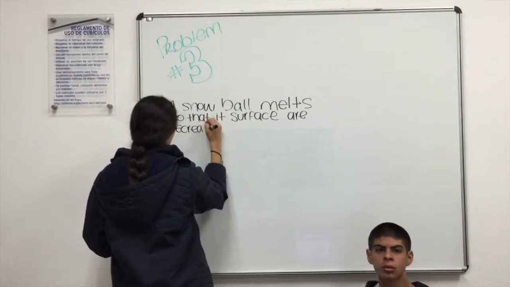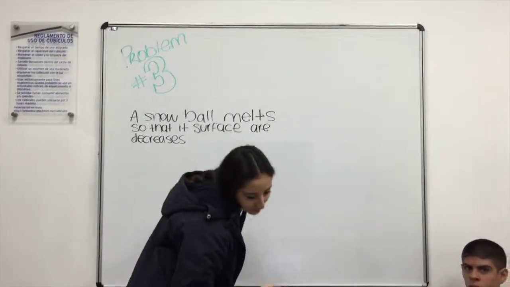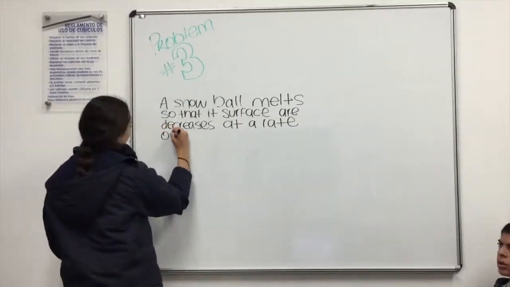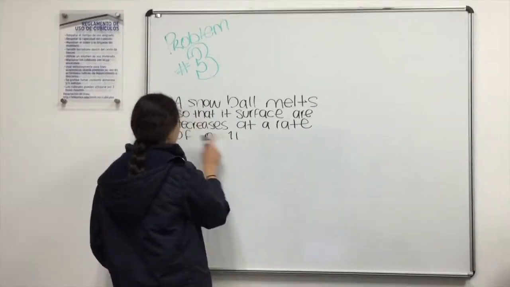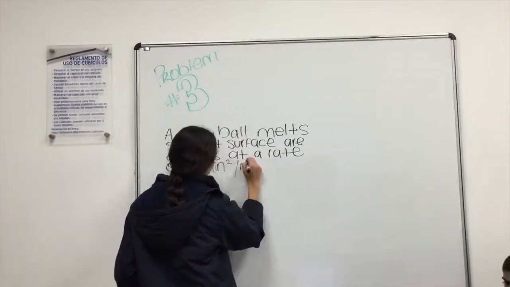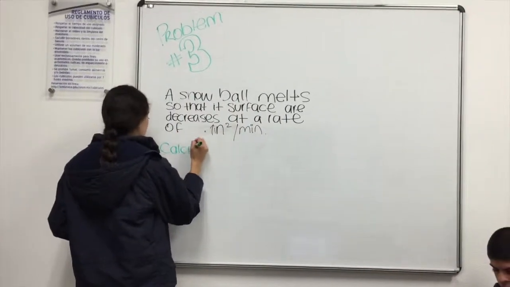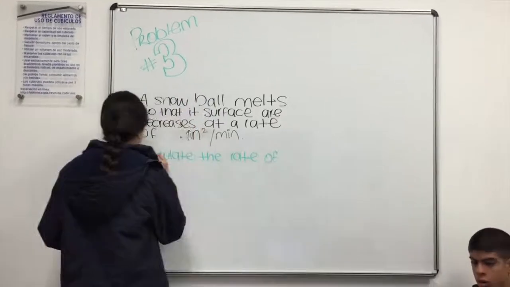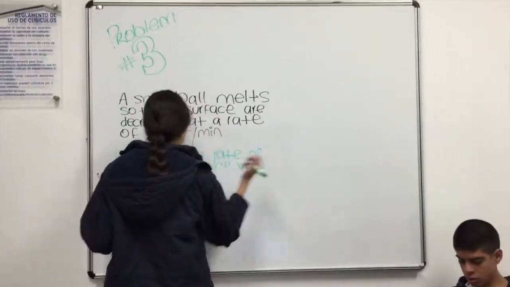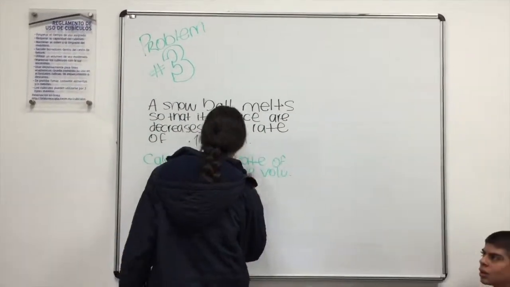The problem is a snowball melts so that the surface area decreases at a rate of 0.1 inches squared per minute. Calculate the rate of change of the volume when the radius is 12 inches.